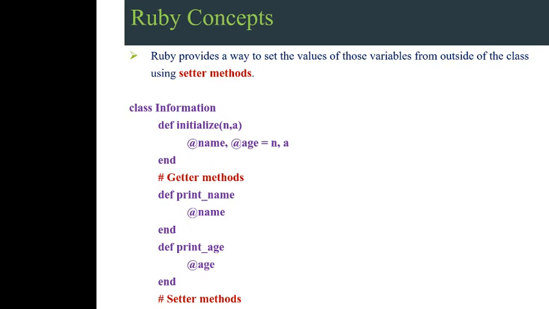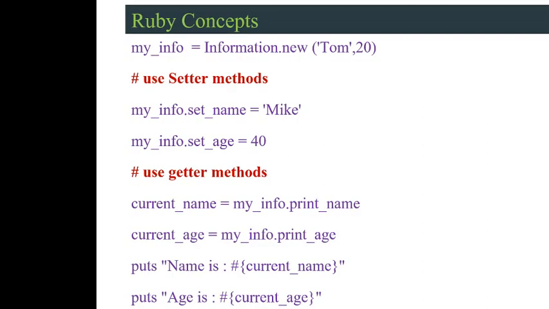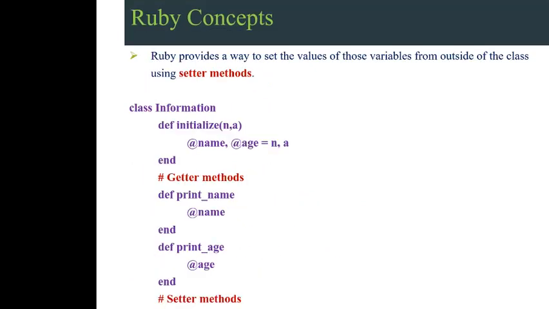Again, we already talked about the setter method, right? How you can set the value. So this is about getting the values. You can send in the values, set the values of those instance variables, something like that. So I have my info set name is equal Mike, my info set age is equal 40. Then I'm printing those two values. So it will print Mike and 40 based on this class definition.